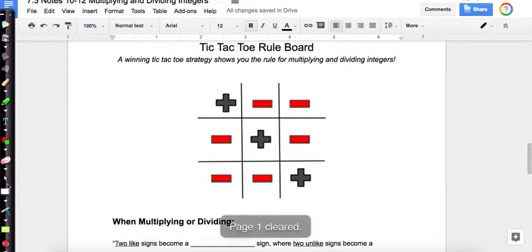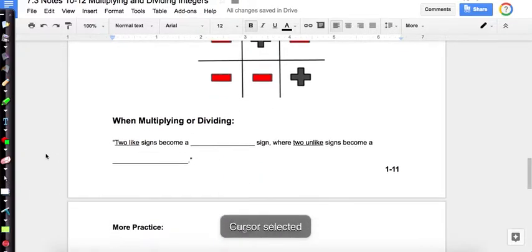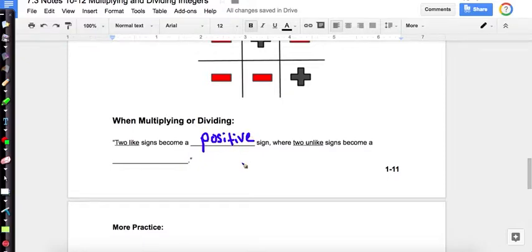Okay, so let's recap the rules one last time. When multiplying or dividing integers, two like signs become a positive. So that means if I'm multiplying two negatives or multiplying two positives, it will always be a positive. Where two unlike signs, that means when I'm multiplying or dividing a negative and a positive, then it becomes a negative.